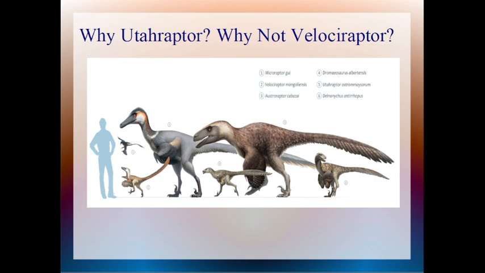So as I was saying, Utah Raptor, out of the raptors scientifically, is one of the largest ones. There are a couple of other ones. You see Deinonychus is bigger than some of the others, but still kind of tiny according to this chart. So we're going to be using Utah.